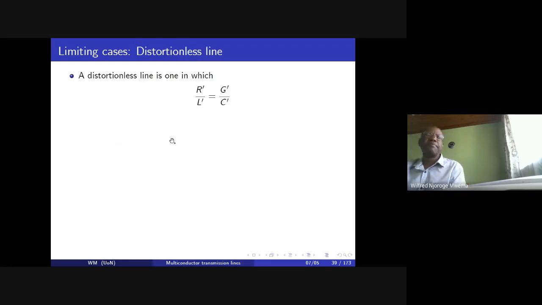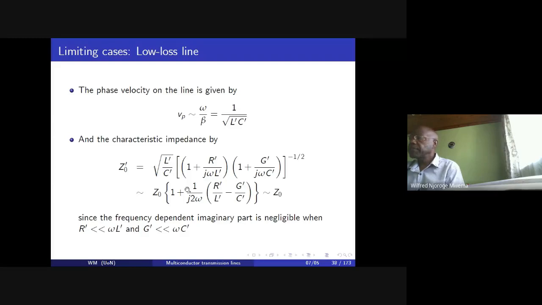Now, sometimes we have a line that does not distort. If you look at this expression here, we have r prime by l prime minus g prime by c prime. Even if these ones were large, if you were to make this ratio equal to that ratio, then Z naught prime is going to be equal to Z naught, regardless of what the values of these ratios are, as long as they are equal. Such a line would be called a distortionless line.